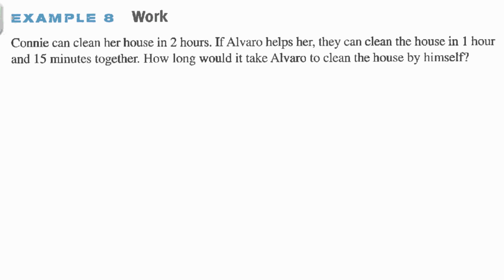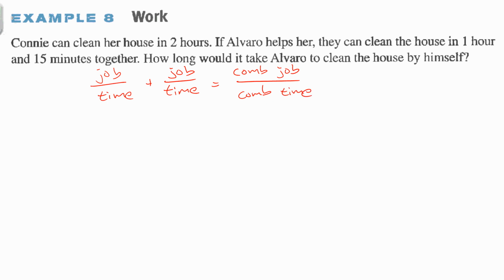So Connie can clean her house in 2 hours. If Alvaro helps her, they can clean the house in 1 hour and 15 minutes together. How long would it take Alvaro to clean the house by himself? So here's how you need to do this. Okay, job over time plus job over time equals combined job over combined time. So let's talk about Connie.